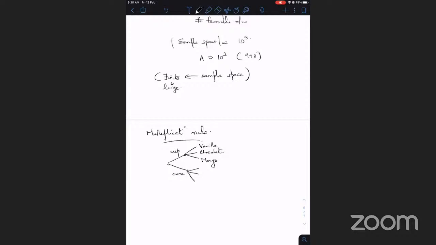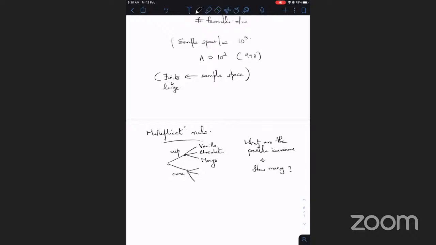So what is the experiment here? The experiment here is what are the possible ice creams, and how many? This is the question that we need an answer for.